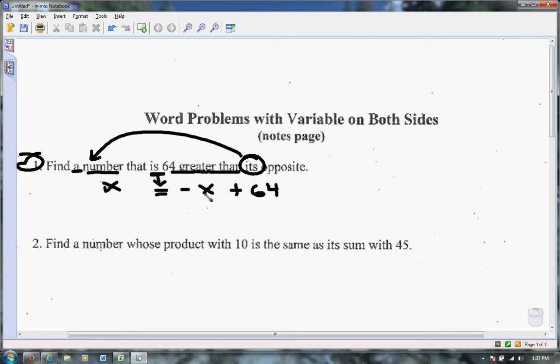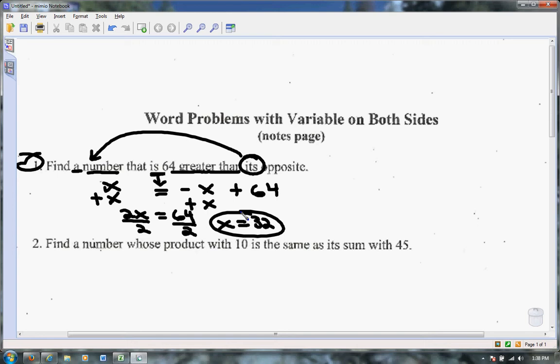And we've been working with equations like this. The first thing we have to do is get all the x's on the same side. So let's add x to both sides. And now I have 2x equals 64. So that's pretty easy to finish. Divide both sides by 2. x equals 32.